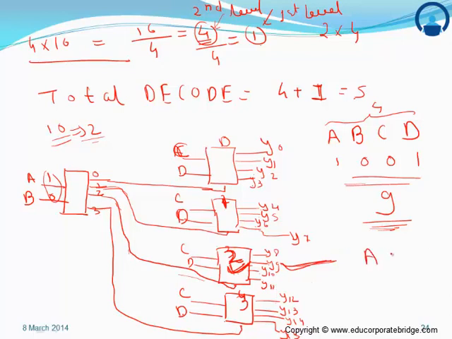Now let's take another example, ABCD with 0 1 0 1. AB, which is A is 0, B is 1, gives 1, that is decoder number 1 is selected, and the total value for this is 5, that is in this case output 5 is selected.